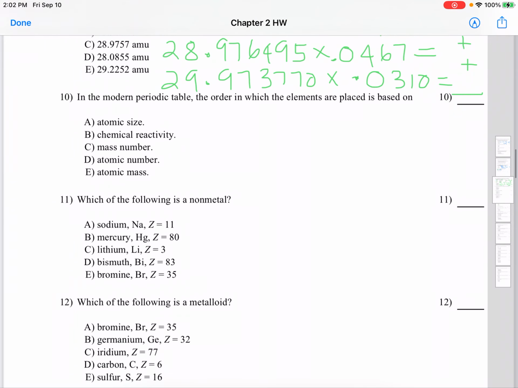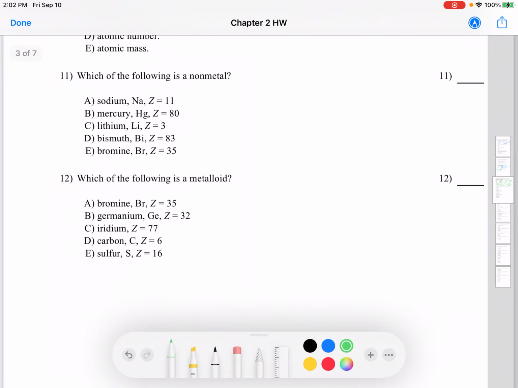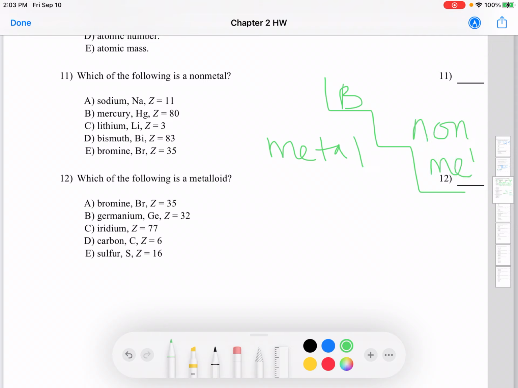Number 10, also you guys can do. Which of the following is a non-metal? Remember in the periodic table we talked about that towards the right side you would see a zigzag line starting from boron. So the metals would be on this side and the non-metals would be on this side of the periodic table.